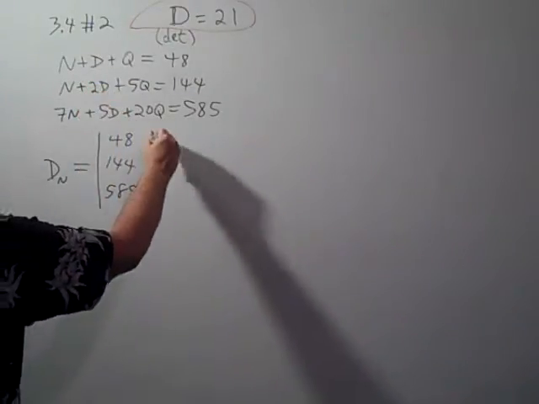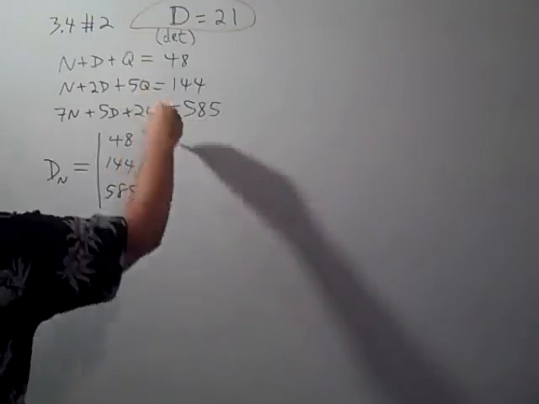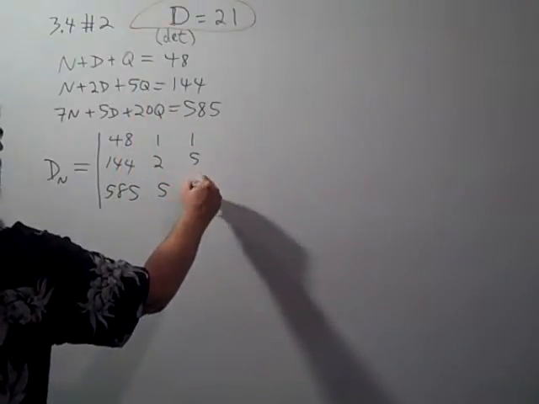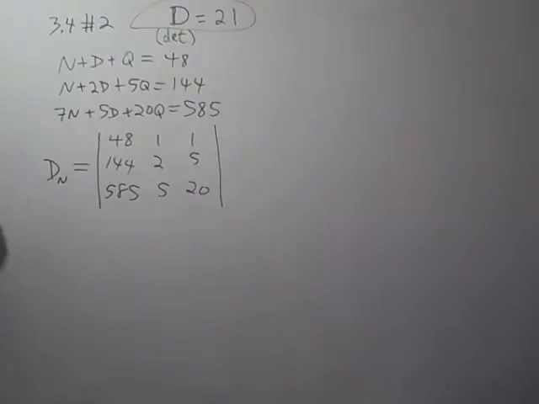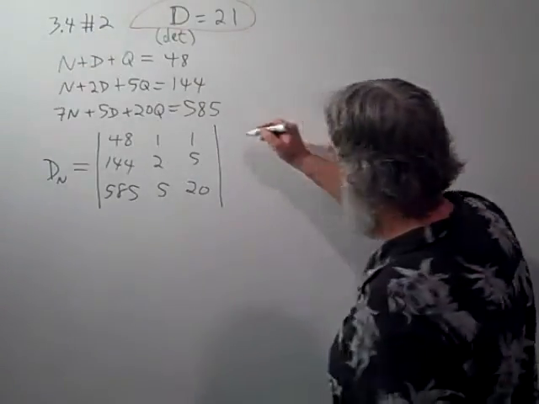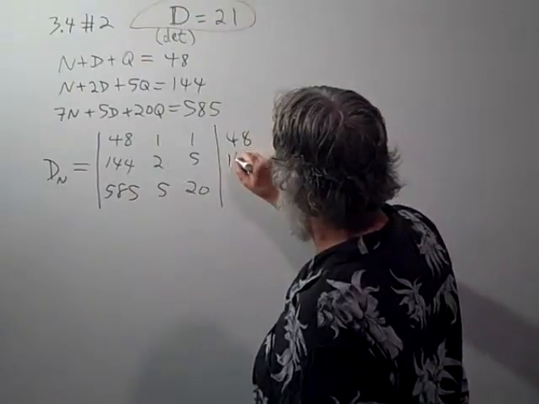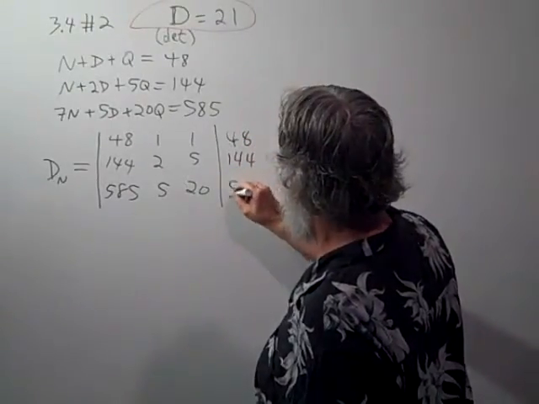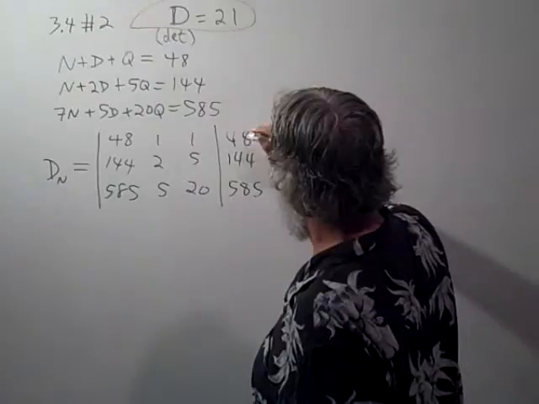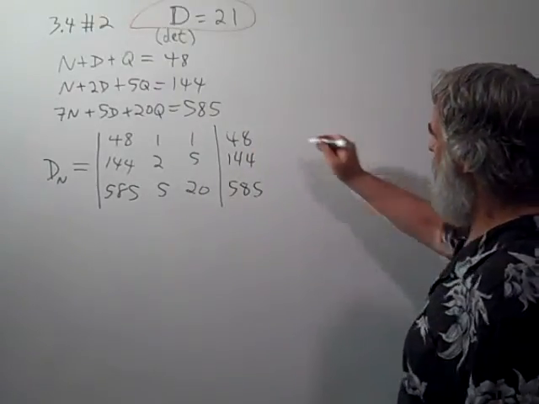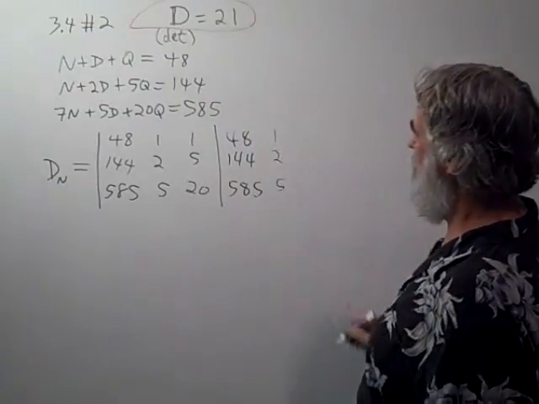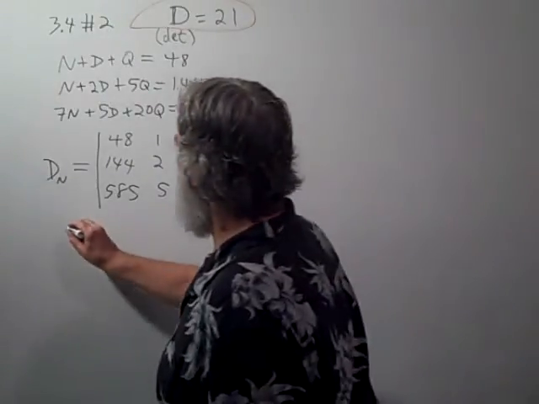Then 125 and 1520. Then we copy the first two columns over again here. 48, 144, and 585. And 125. And here we go.